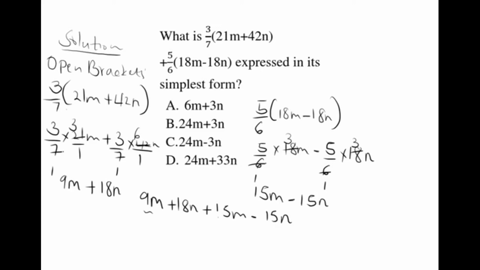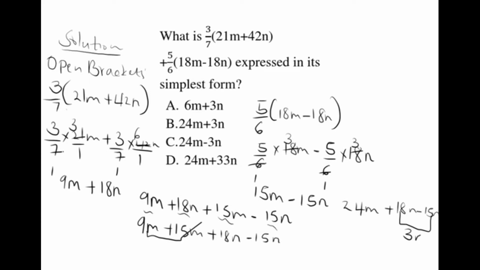We have 9m and 15m, and in the other case we have 18n minus 15n. Therefore it will be 9m plus 15m plus 18n minus 15n. 9m plus 15m is going to give us 24m plus 18n minus 15n. 18n minus 15n is going to give us 3n. Therefore, our expression in its simplest form is going to be 24m plus 3n. Our expression in its simplest form is 24m plus 3n. Our correct choice is B.